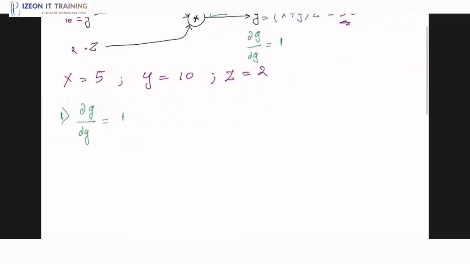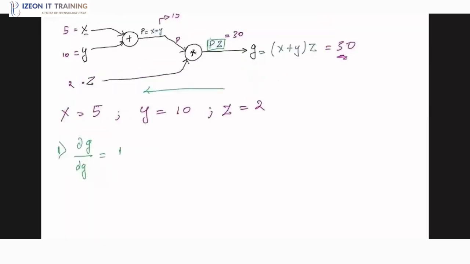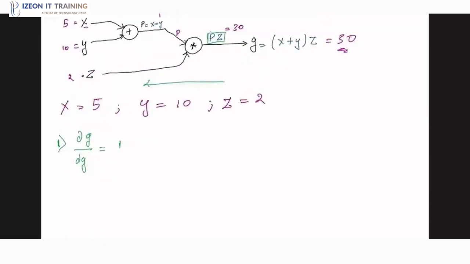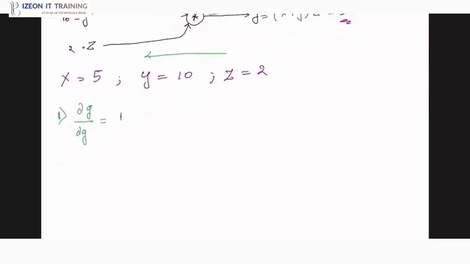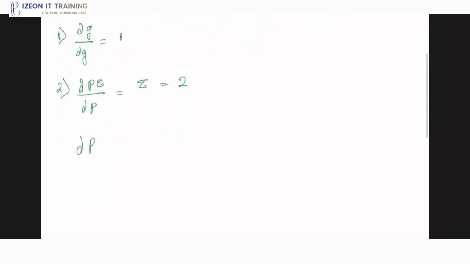And next we have pz. We are moving in a backward direction, so obviously we'll be moving from right to left. Let me quickly do the partial derivative over here. In stage 2, we'll have pz. So the partial derivative of pz with respect to p is nothing but z, and the value of z is 2. And then similarly, we are going to do the partial derivative of pz with respect to z.